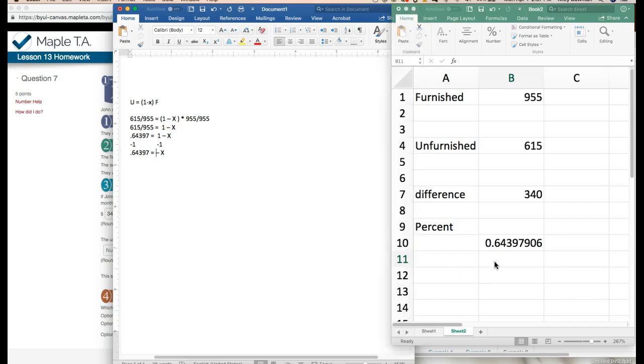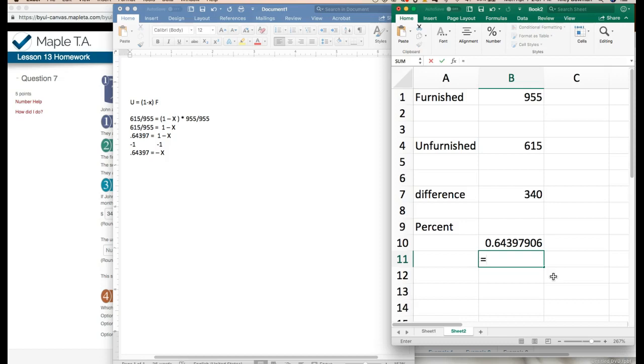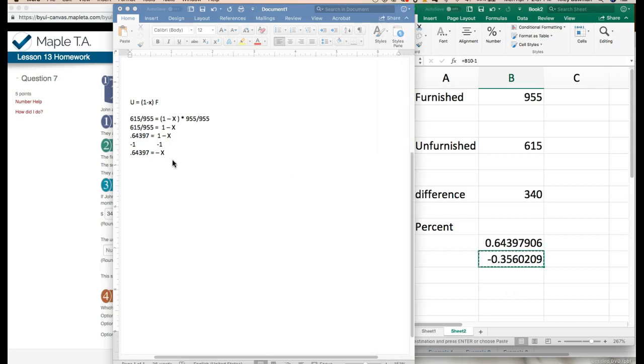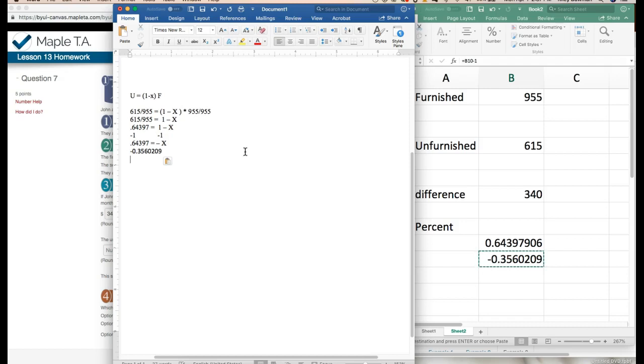And then we need 0.64397 subtract 1, and so we'll come over here to Excel, and I'm just going to cell reference. We're going to do this minus 1, and we get negative 0.356029. So I don't have to rewrite that, I'm just going to copy and paste it over here. And this equals negative X. And now to continue solving for X, we just divide both sides by the negative, which gives us the exact same thing, except a negative divided by a negative is positive, and on the right-hand side, a negative divided by a negative is also positive.